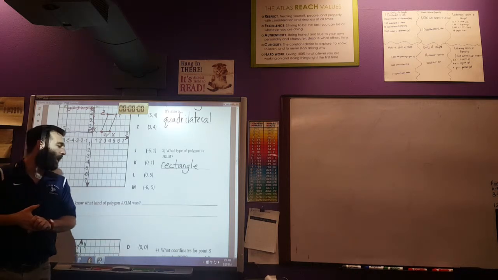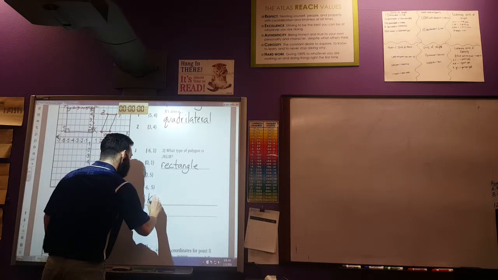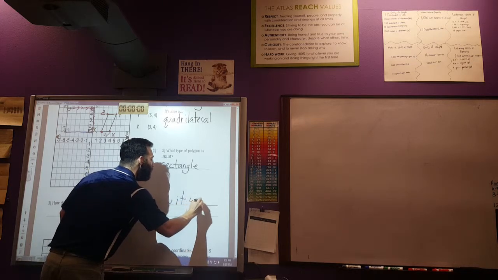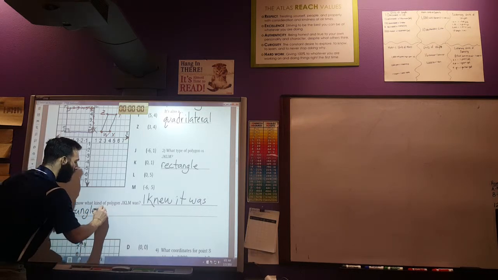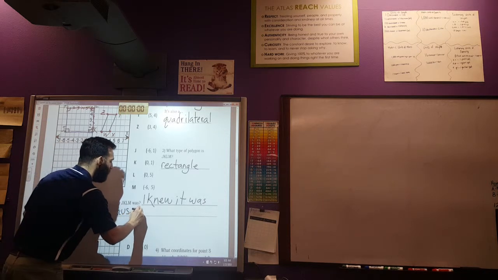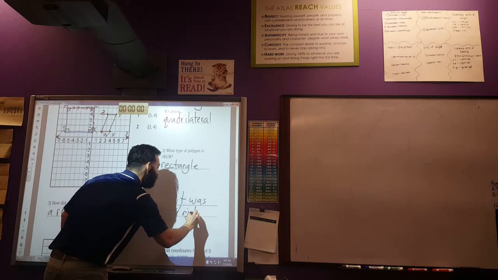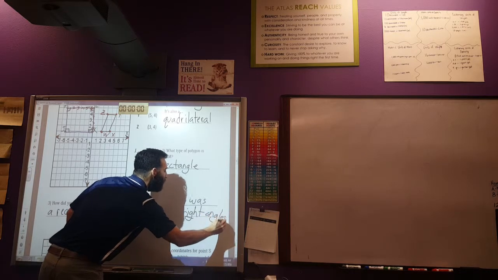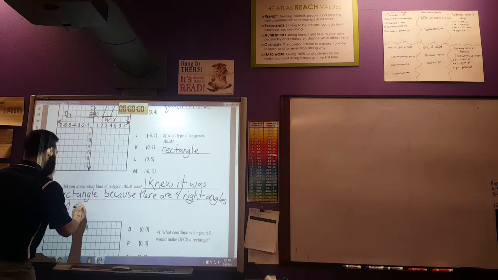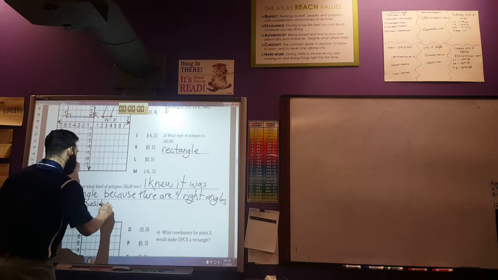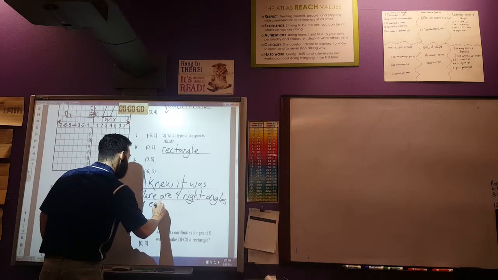How did you know what kind of polygon JKLM was? I knew it was a rectangle because there are 4 right angles and opposite sides are equal.